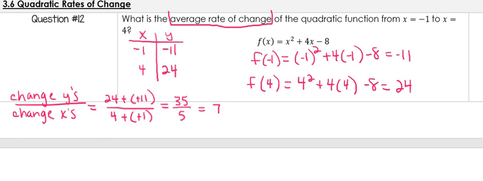So my average rate of change of that quadratic function from -1 to 4 is 7. It's a positive rate of change. And you would just type that answer into the answer box.